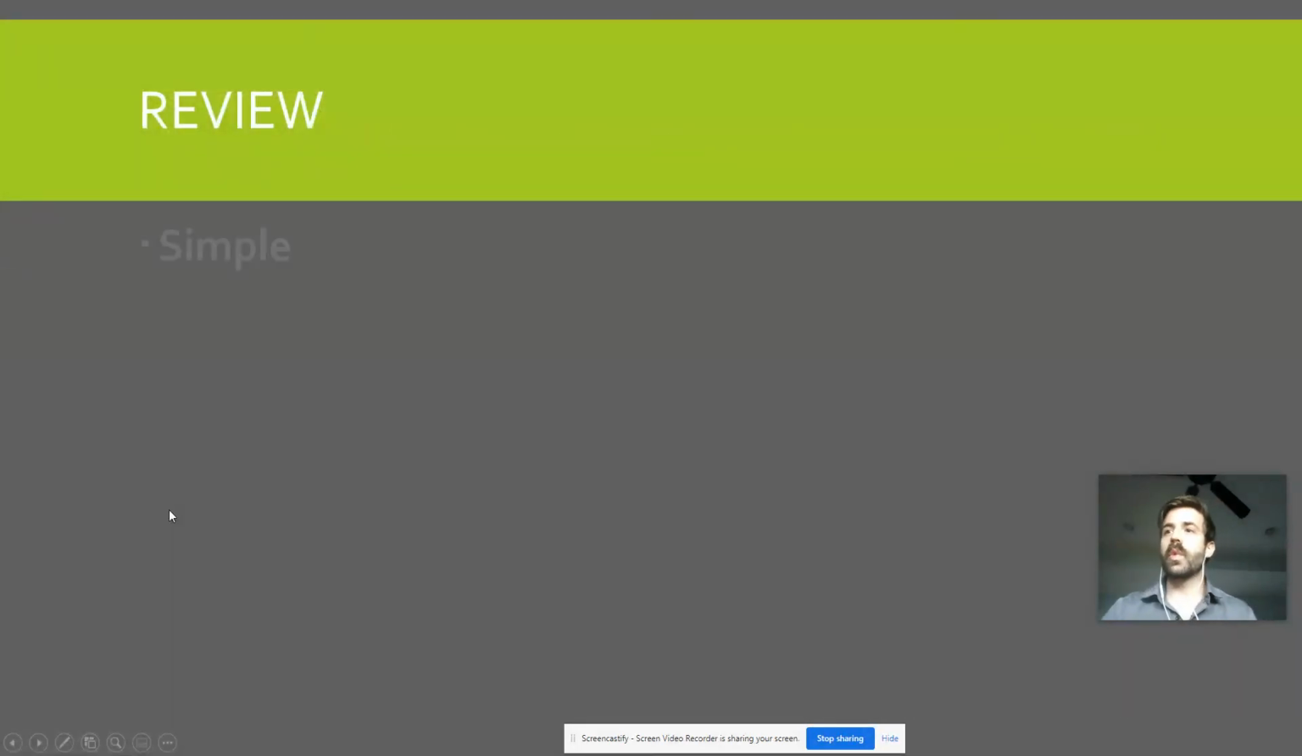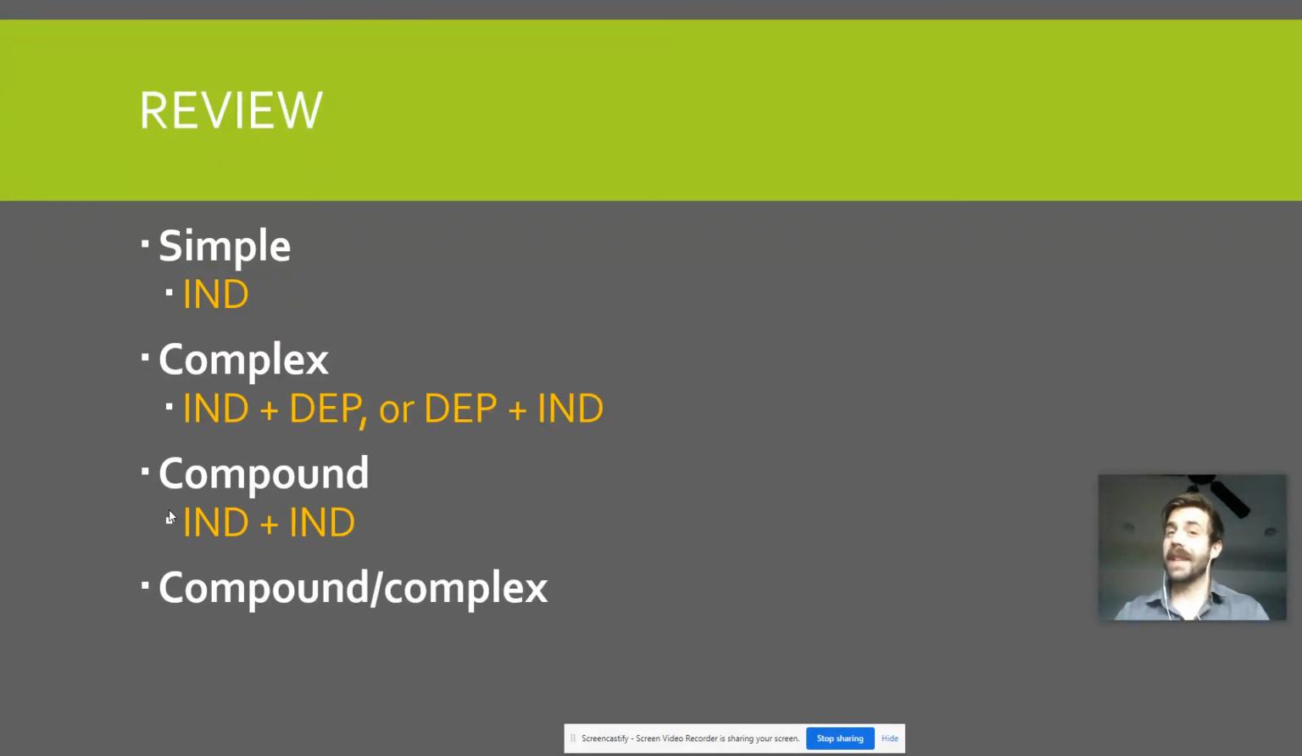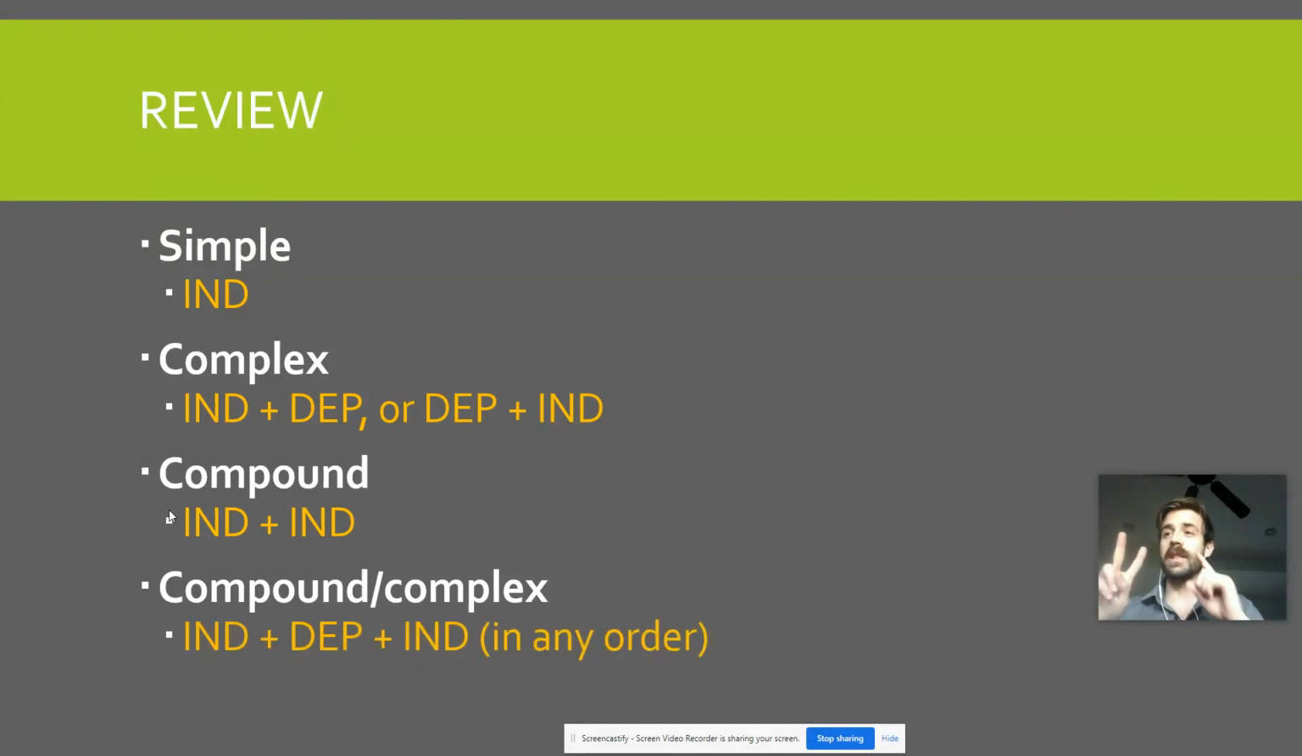All right, so quick review. Simple sentences are just an independent clause. Complex sentences are a combination of dependent and independent clauses. And notice the dependent can go on either side of the independent clause. Compound sentences are just two independent clauses joined together, no dependent clauses. And then a compound complex sentence is at least two independent clauses and at least one dependent clause in any order. And we might have more than one dependent clause.